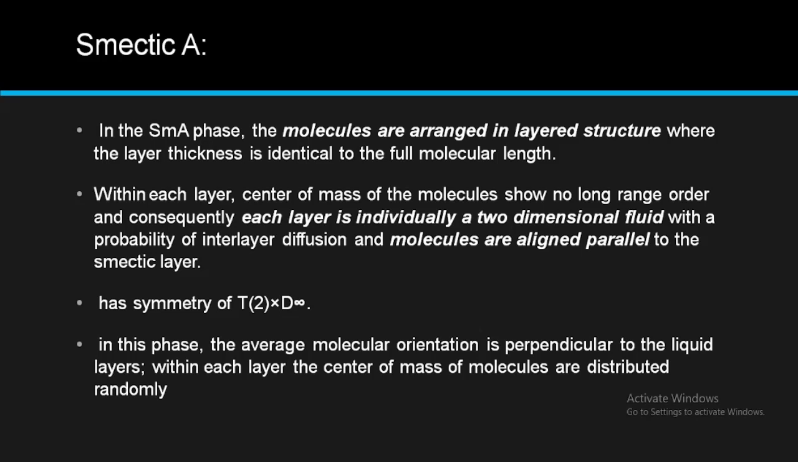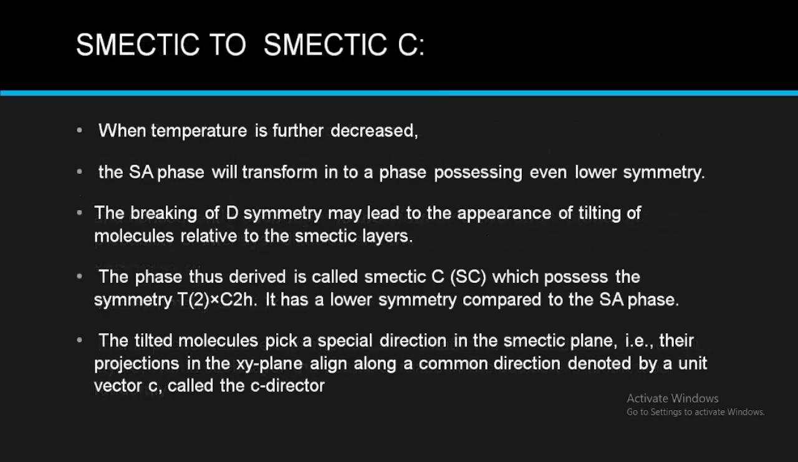Also for this fluid there will be a probability of interlayer diffusion, so the layers can be diffused, and the molecules are arranged parallel to the smectic layer, with the symmetry given as D∞h. In this phase the average molecular orientation is perpendicular to the liquid layers. Next we'll go into transitions. What kinds of transition happen within smectic A?